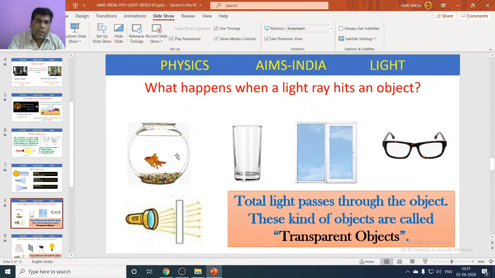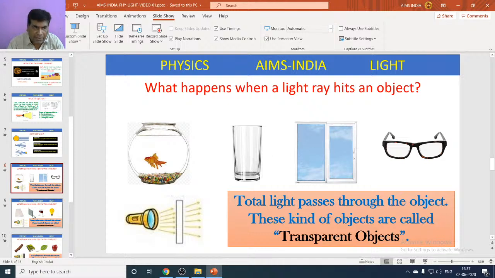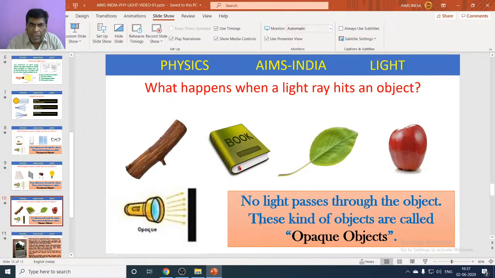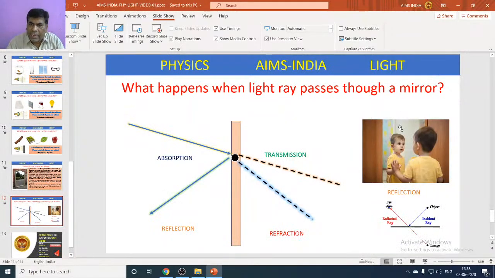So what are transparent objects? They allow complete light to pass through them. Translucent means they allow only partial light, they won't allow complete light. Opaque means they won't allow light to pass through them. Next, plane mirror. Because of a plane mirror, we can observe our images. Why can we observe our image in a plane mirror? Because of a process called reflection, which we are going to learn in the next video.